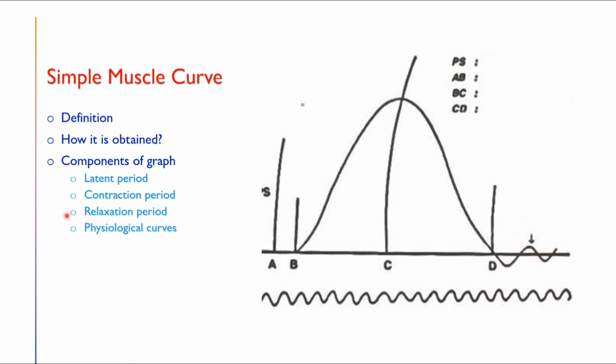These four small curves are known as physiological curves. Physiological curves are obtained because of Newton's first law of motion. What is Newton's first law of motion? When anything is in motion, it will remain in motion unless some external force is acting on it. So it is the law of inertia.